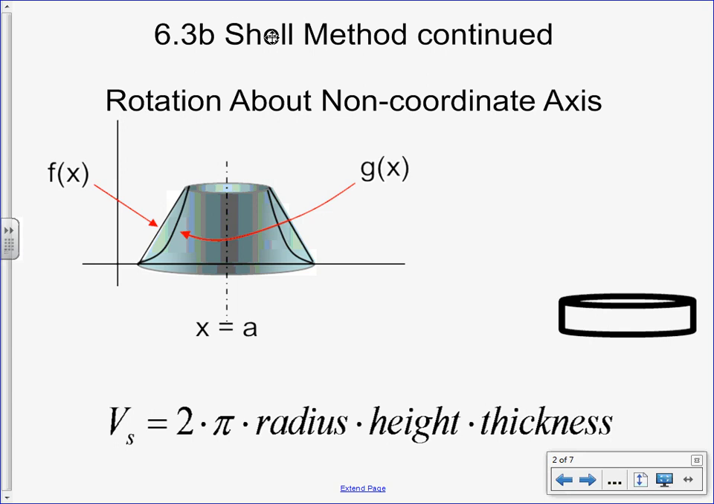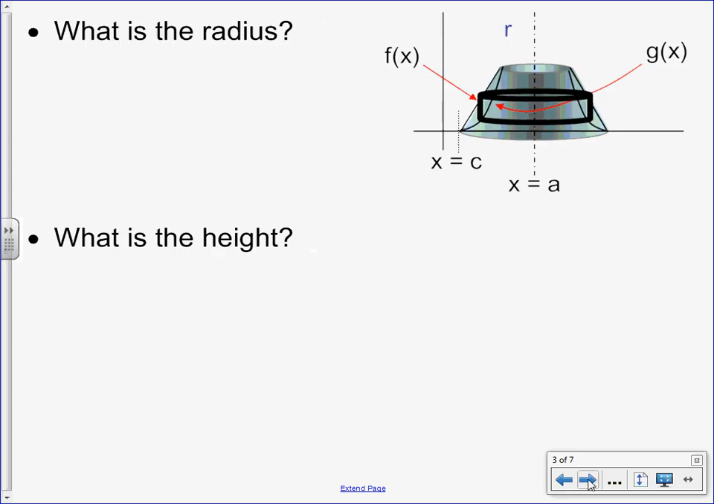What is going to change, do you think, about doing the shell method over a non-coordinate axis? The radius is going to be different, right? The height of our rectangles, we're still going to calculate the same. We're still finding 2 pi r h times the thickness. What's going to be different is our radius. We're going to have to think a little bit, okay? Good thing it's Friday and our brains are nice and exercised.